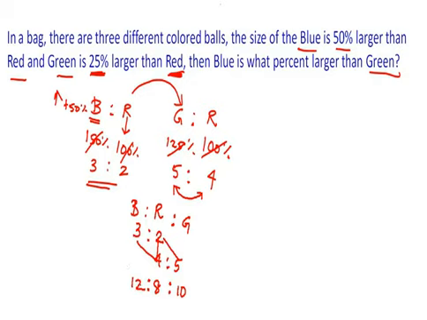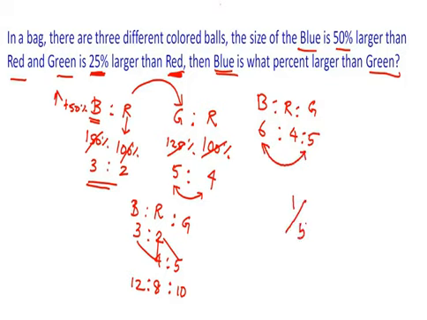And as we can see, it's reducible, right? So what would be the final ratio between blue, red and green? 6:4:5. Now what is the question? Blue is what percentage larger than green? So comparing the number of parts between the blue and the green balls, we can clearly see that blue has one extra part out of the 5 green parts, right? So what is 1/5 in terms of percentage? 20%, right? So blue is 20% larger than green.